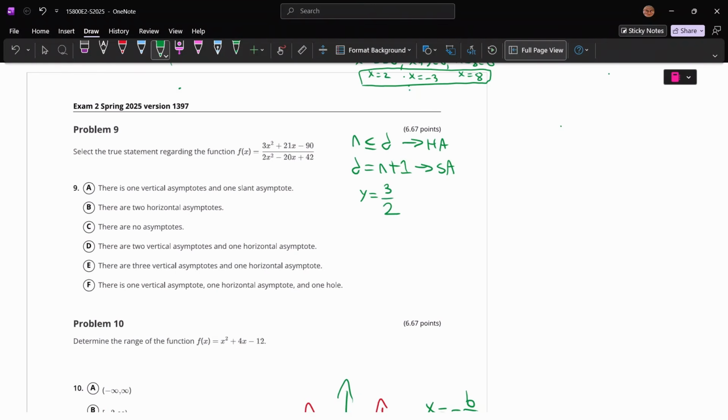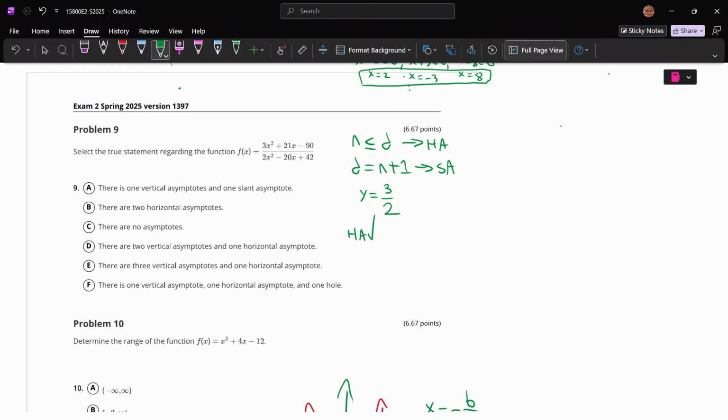Now, if it was a case where n was less than d, then it would just be along the x-axis, so y is equal to 0. But yeah, in this case, the horizontal asymptote is going to be at 3 over 2, but that's beside the point. What matters is that we do, in fact, have a horizontal asymptote. So I'll just check that off over here. Horizontal, check. Now we have to look for other forms of discontinuities.